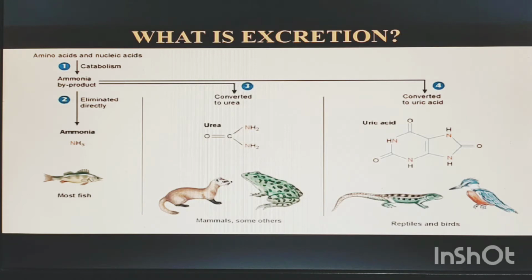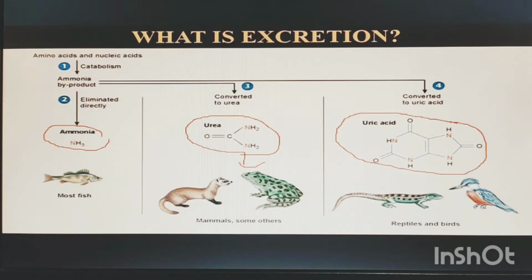What is ammonotelic? Those organisms or animals who excrete ammonia as their excretory product are called ammonotelic. Those animals or organisms which excrete urea as their waste material are called ureotelic, and those animals which excrete uric acid as their nitrogenous waste materials are called uricotelic.